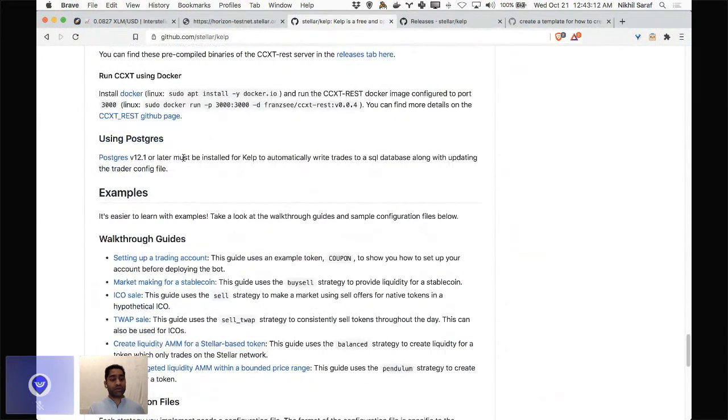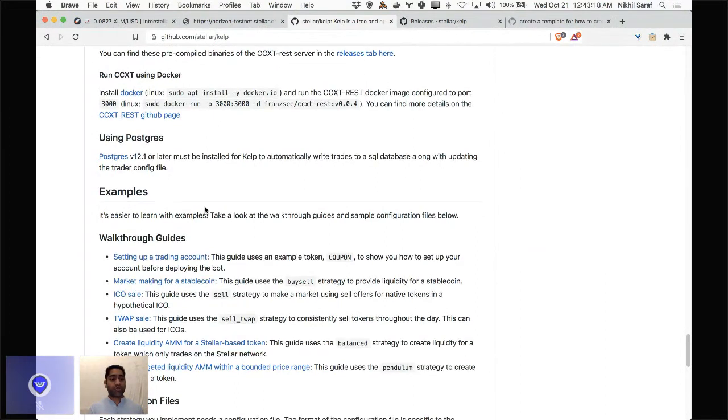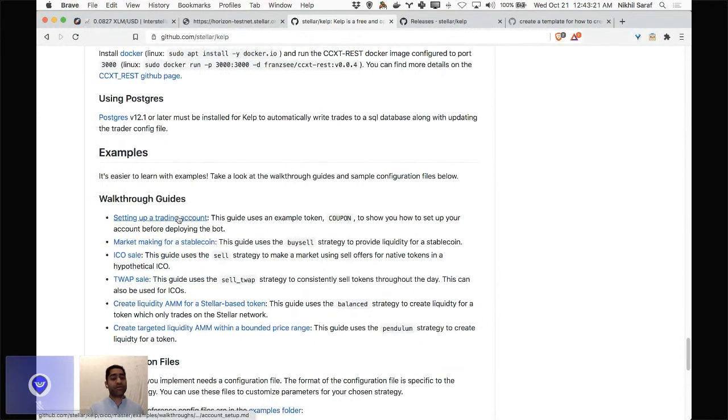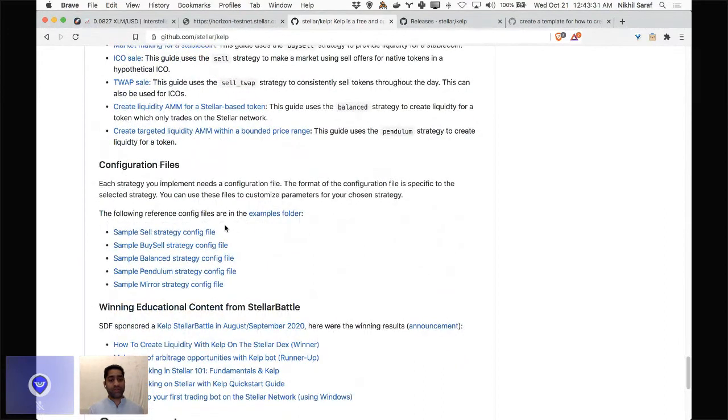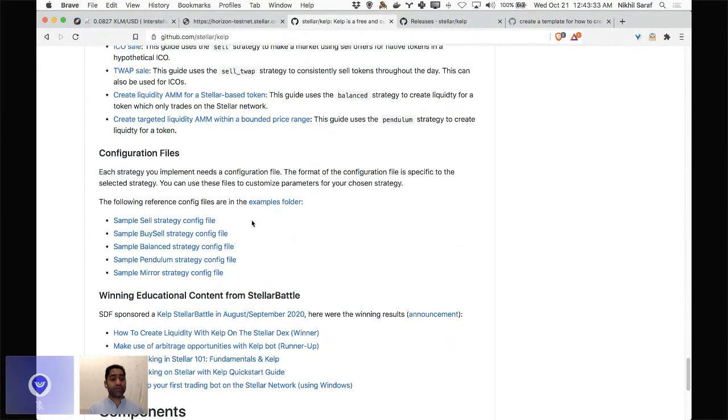How you can set up Postgres to ingest trades that your bot has made, so you can use this for various records. We also have some walkthrough guides for each of the trading templates that we have. This allows you to have a step-by-step instruction of how to set up the bot with the various configurations. Sample configuration files, like we saw in the command line tool.